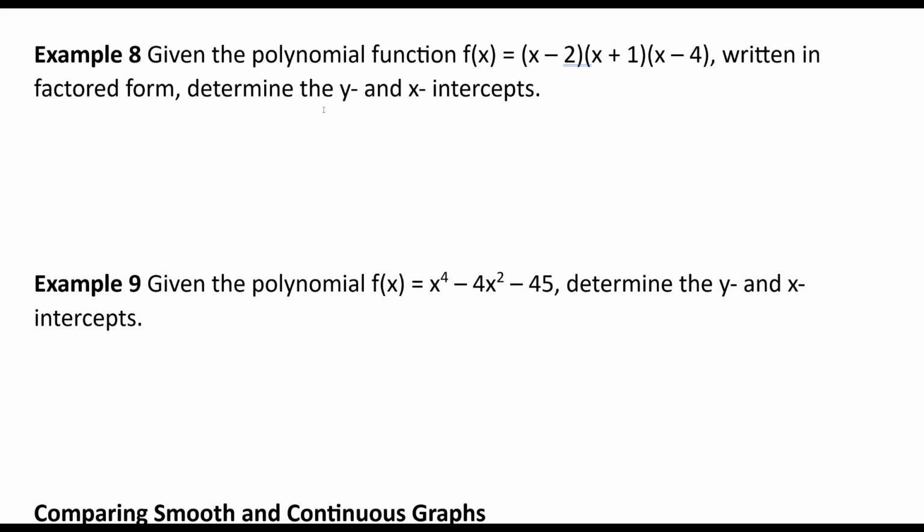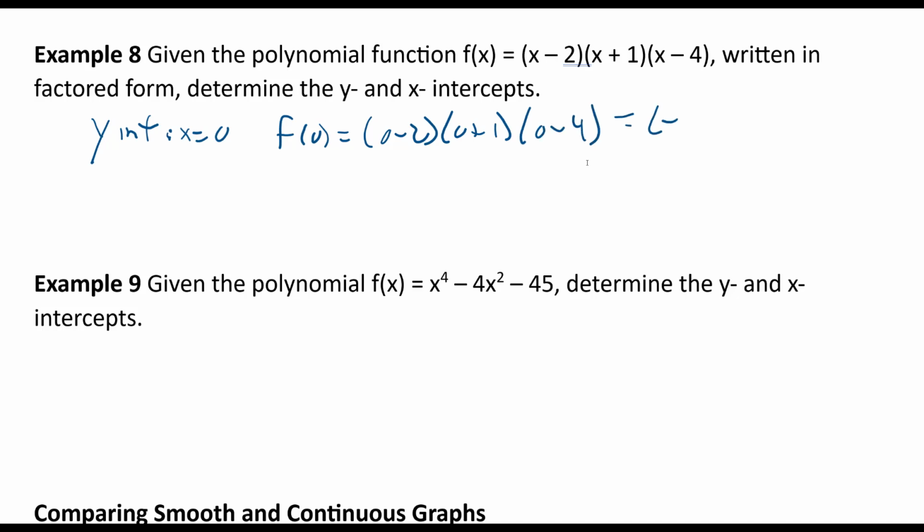For example 8, it says, given the polynomial function written in factored form, determine the x and y intercepts. So for our y-intercept, we say x equals 0. And remember, this is going to be at most one y-intercept. So we're going to have f of 0 is 0 minus 2 times 0 plus 1 times 0 minus 4. That's going to be negative 2 times 1 times negative 4, or 8. So 0 for x is 8 for y.